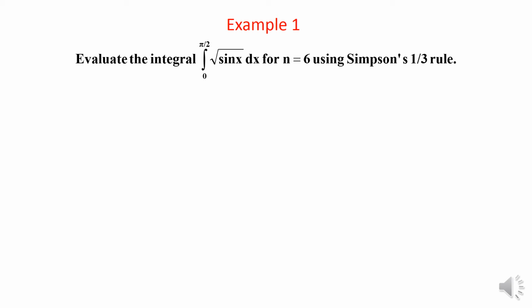Let's have one example. The example is: evaluate the integral from 0 to pi by 2 of root sin x dx for n equal to 6 using Simpson's 1 by 3 rule. It means i takes values 0, 1, 2, 3, 4, 5, 6, so 7 points are there, and h is equal to b minus a by n, which is equal to pi by 2 minus 0 by 6, equal to pi by 12.